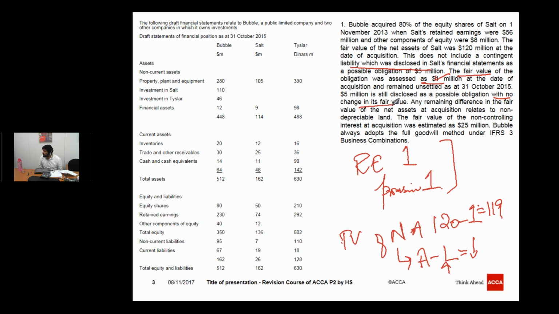So why do we get 1 million as contingent liability rather than 5 million? I have already discussed this point. The key point is that the possible obligation is disclosed and estimated as 5 million, but for the purpose of consolidation, we always work on the fair values. So if the fair value is different from the amount disclosed, then you have to take the fair value. So the 1 million is the relevant figure. Moving towards the next slide.